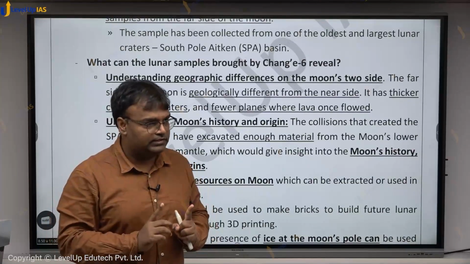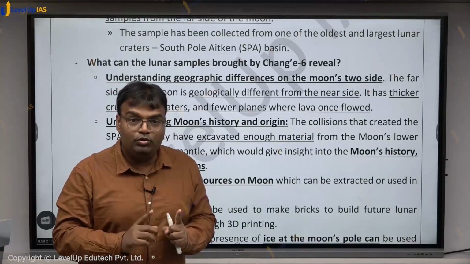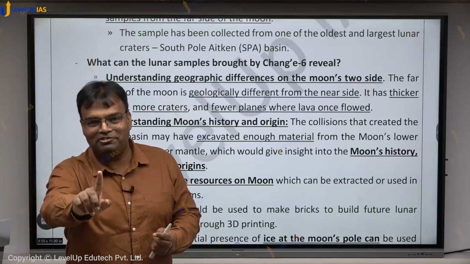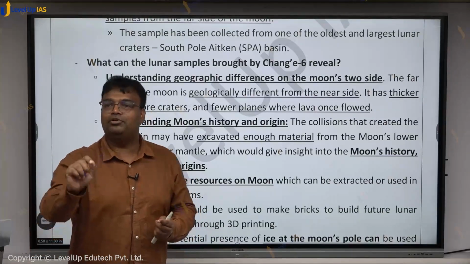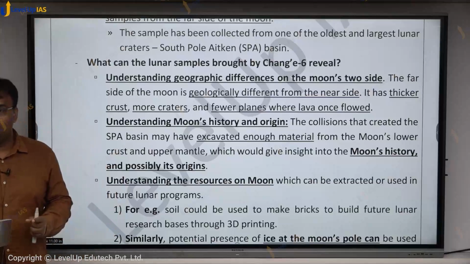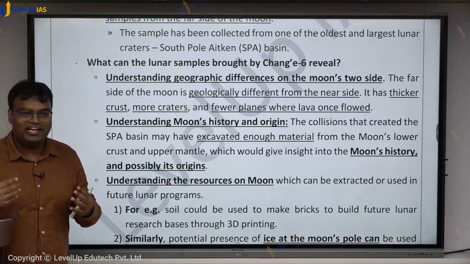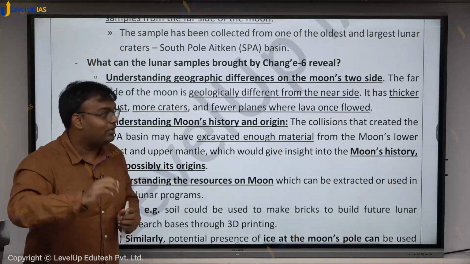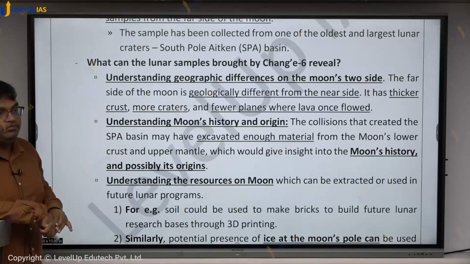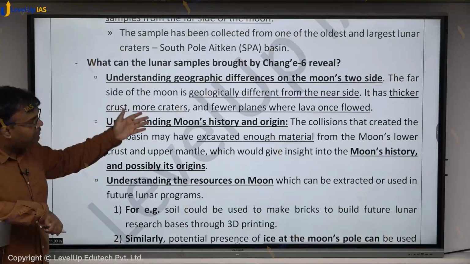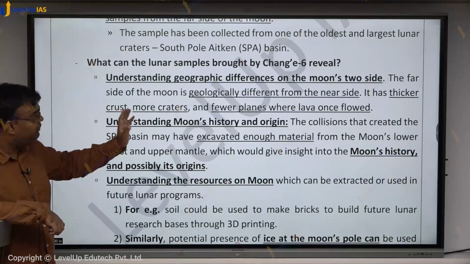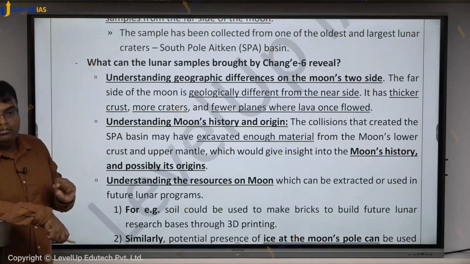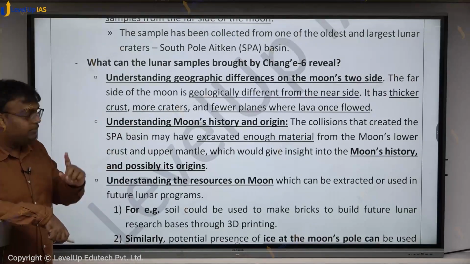And this difference can be studied only when we have samples from the near side. We never had samples from the far side. This time we have it from the far side. This difference will be able to be revealed by this. तो एग्जाम में एक ही लाइन एक्सप्लेनेशन नहीं देना है, जो I'm explaining it to you in class, so that you will be able to write one line properly. One line what? Understanding the geological difference between the two sides. अब यहाँ पे हमने ये भी बताया कि the two sides are geologically different. It has thicker crust, more craters, and fewer plains where lava once flowed when compared to the near side.